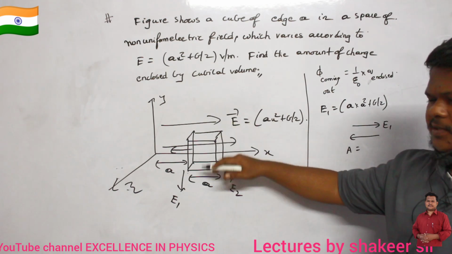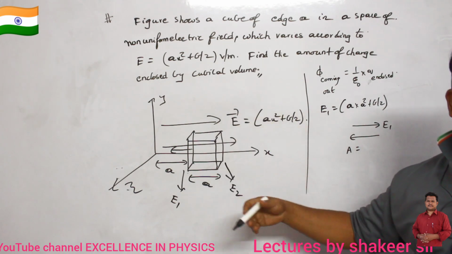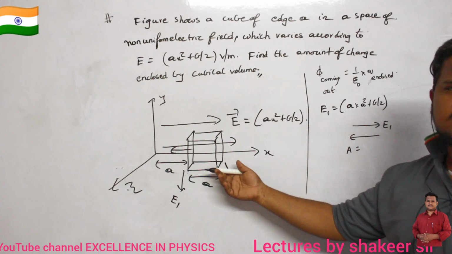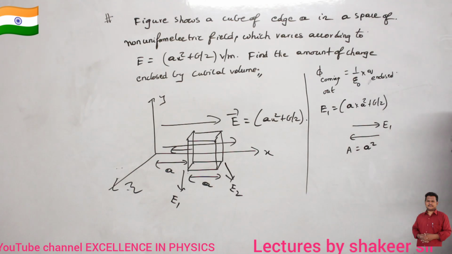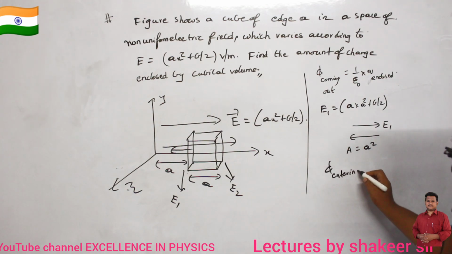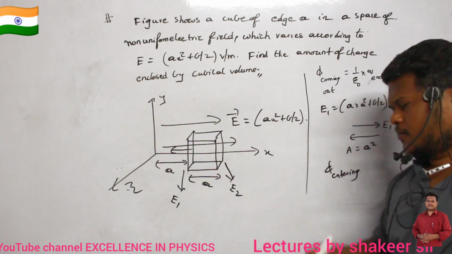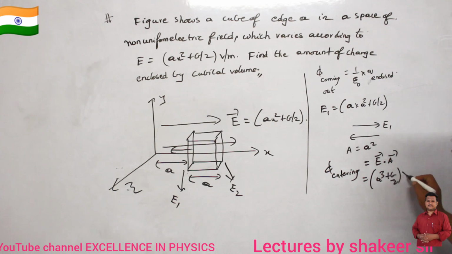What is the formula for the area of a face of a cube? Length into breadth, A into A, is A square. Therefore, here flux is entering the cube, no? Flux entering, how can I calculate? E dot A. So, E value is A cube plus B by 2, multiplied by area, A square.